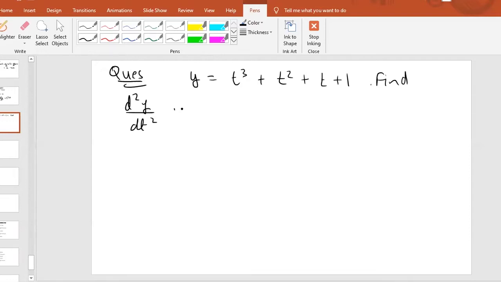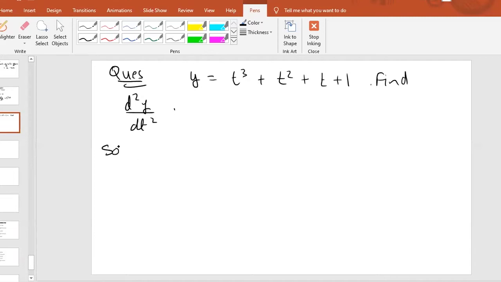y is equal to t cube plus t square plus t plus 1. Find d2y by dt2. Okay, so how to differentiate this?